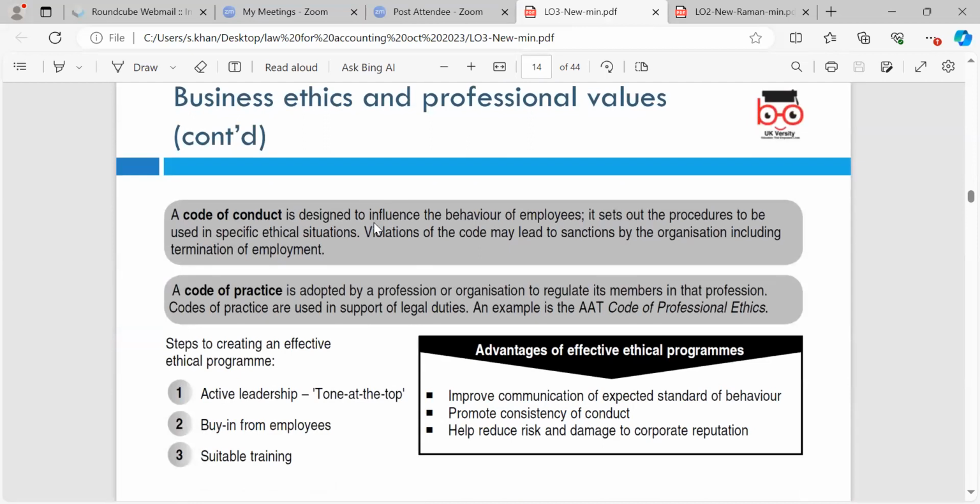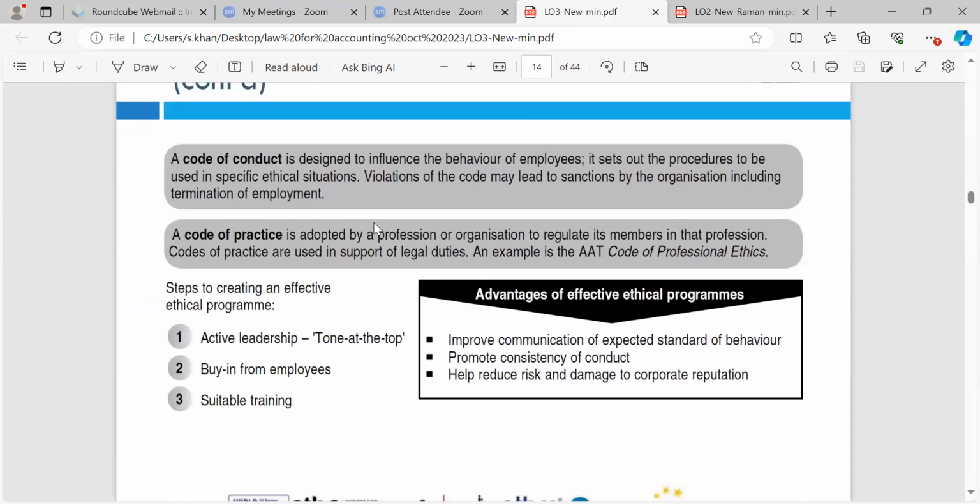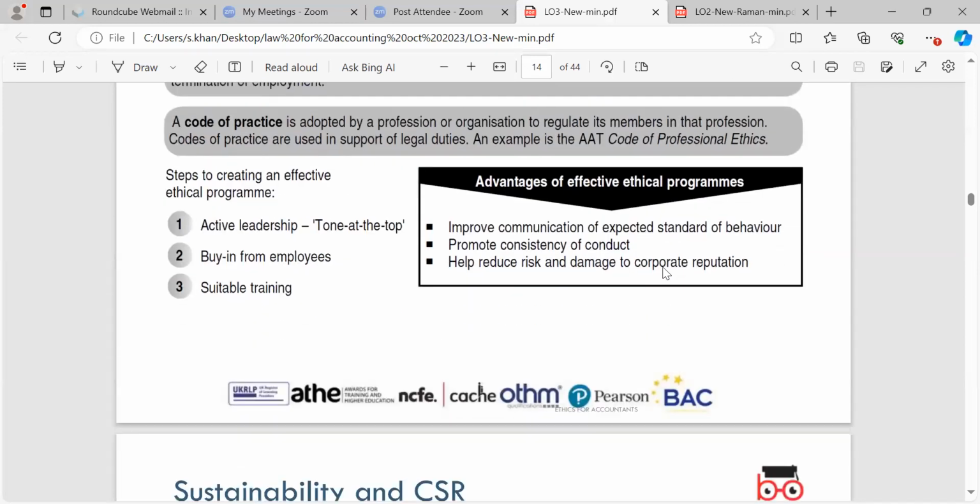Business ethics and professional values. The code of conduct is devised to influence the behavior of employees. It sets out procedures to be used in specific ethical situations. Violations of the code may lead to sanctions by the organization, including termination of employment. A code of practice is adopted by a profession or organization, and an example is the AAT Code of Professional Ethics. Steps to create an effective ethical program: active leadership, buy-in from employees, and suitable training.